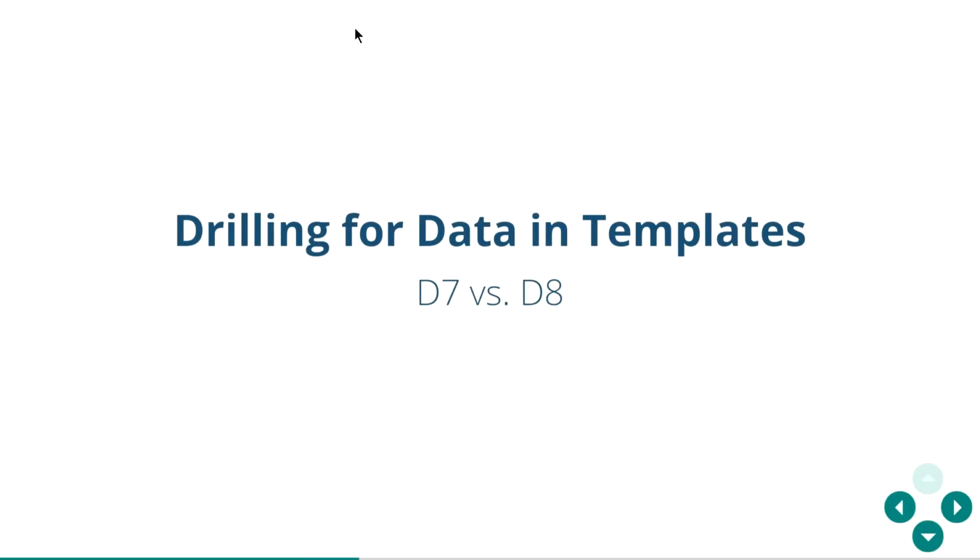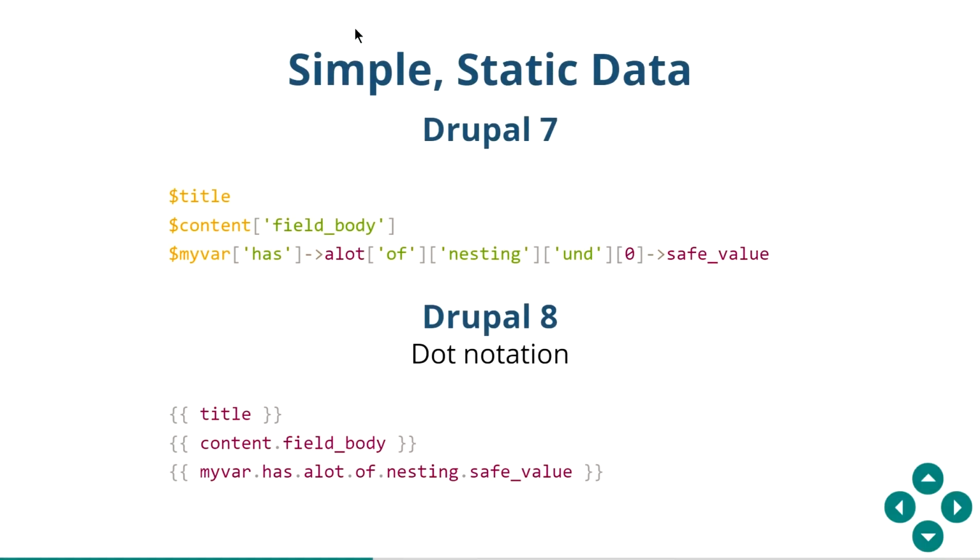Another awesome thing that comes along with Twig is drilling for data became a lot easier. You don't have to shoot random holes and hope oil pops out. So Drupal 7, a kind of example here, stole this from Morten. So you have title, and then you have content, and it's an array, and so you have to do field body. And then my var has a lot of crazy nesting, and there's und0 because why not, and then a safe value, right? So you'll notice underneath I have the Drupal 8 versions, and we're missing und0 from Drupal 8 because we got rid of it. You don't need to have that und0 nonsense, which you probably should have had in your code anyway, but you won't have to worry about that.